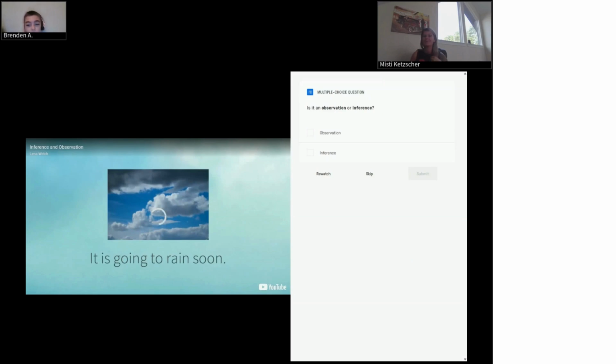Very good, Brendan. It is an inference because we see, like he said, those clouds are kind of dark, right? So typically when the clouds are dark, it's probably going to rain soon. But sometimes they're dark and then it doesn't rain. So we can't prove it. If we can't prove it just by seeing it, hearing it, smelling it, touching it, tasting it, whatever, we have to go with our inference. So yes, Brendan, you're absolutely right. It is an inference.